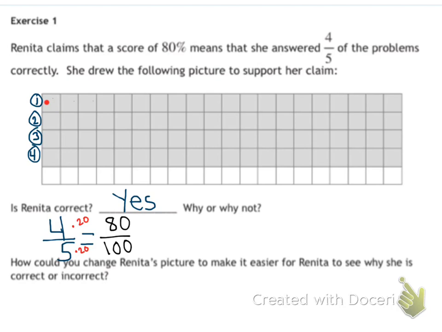So if I multiply 4 times 20, I get 80. 20 is my consistent number. So 5 times 20 is 100. So 80 over 100 is 80%. So yes, she is correct. A better way she could have made her picture is by grouping them by tens. It would be easier to see.